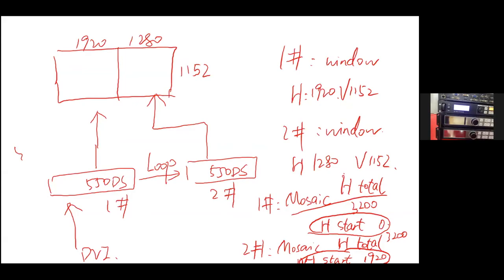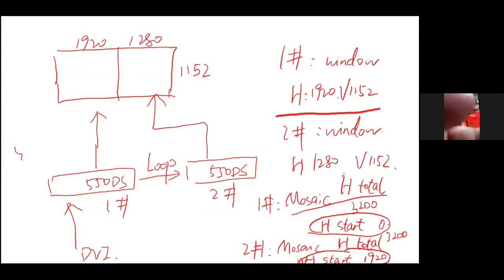If we have two pieces for mosaic, the first piece is set to the resolution like this: width, height, and the window is also the same. For the second, the window is set up like this. So the total width can be 3,200. The first starts at zero, and the second resolution starts at 1920.